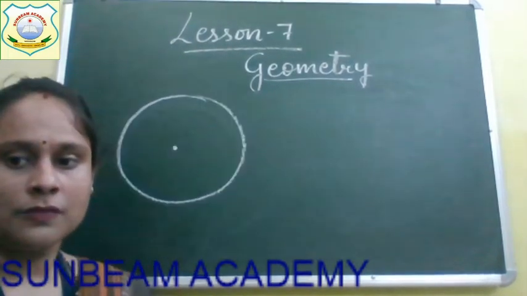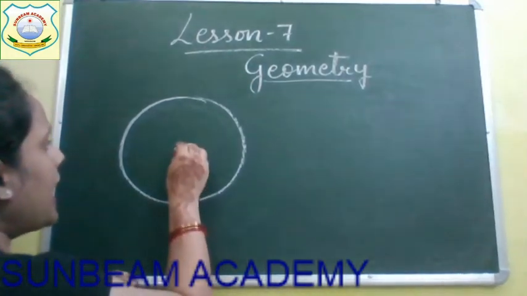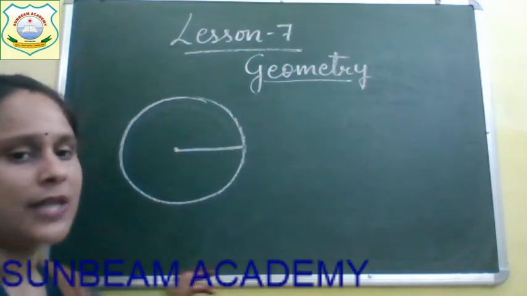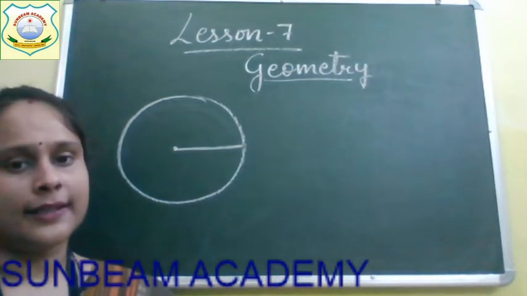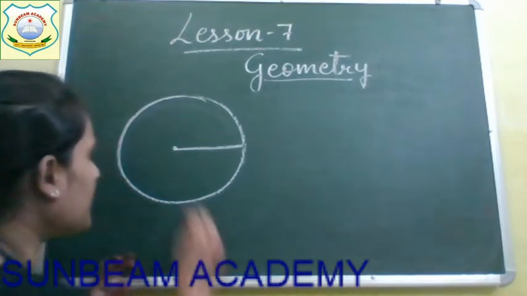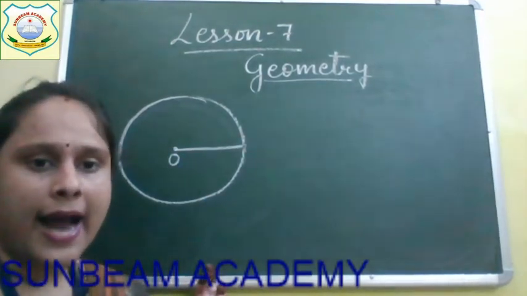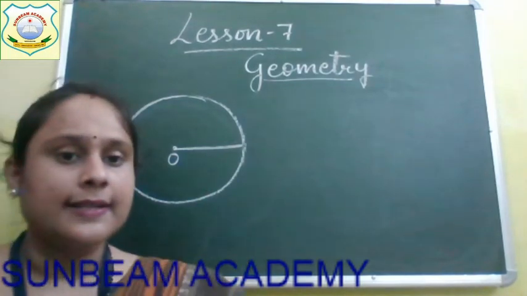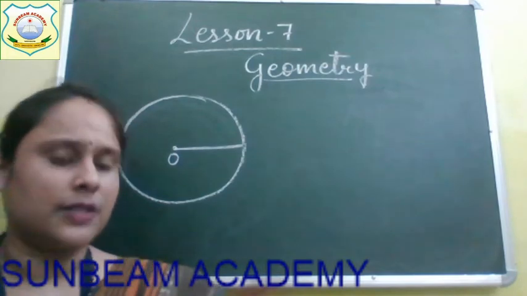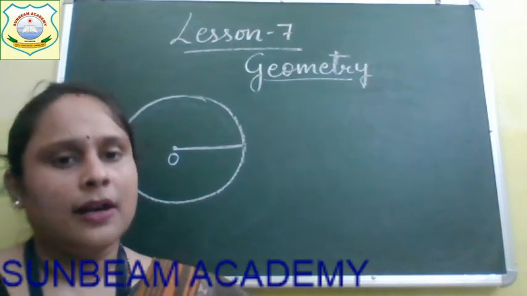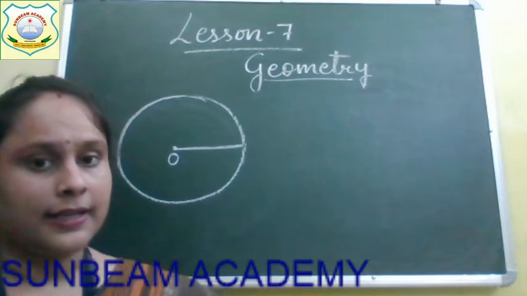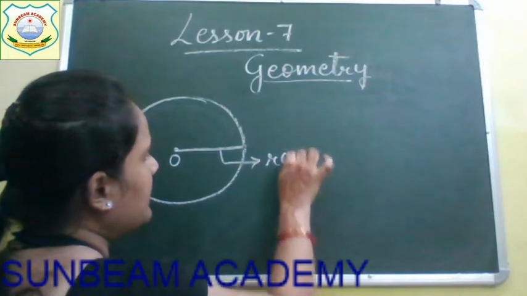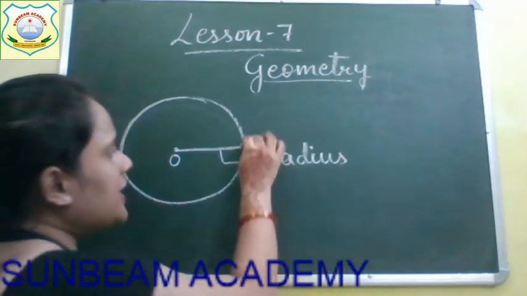Now I will show you radius. Now see children, what is radius? A radius is a line segment which begins from the center and goes and touches the edge of the circle. So radius starts from the center of the circle and goes to the edge of the circle. This is what radius is.